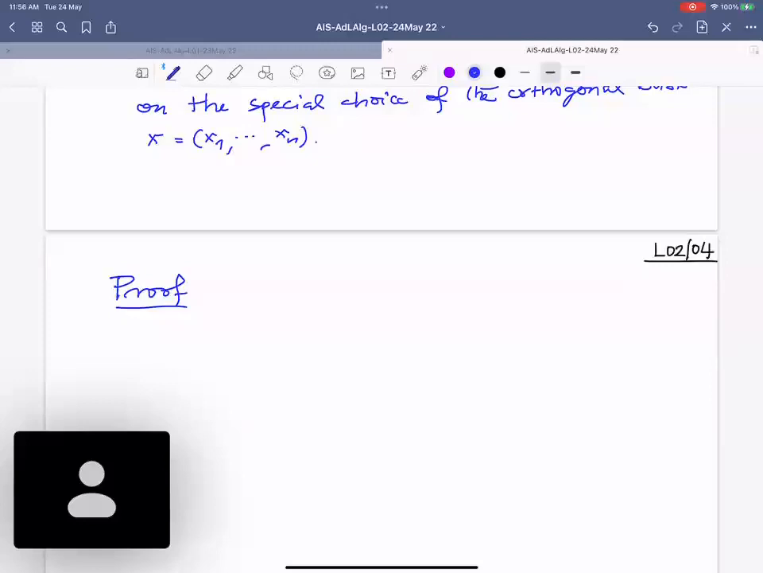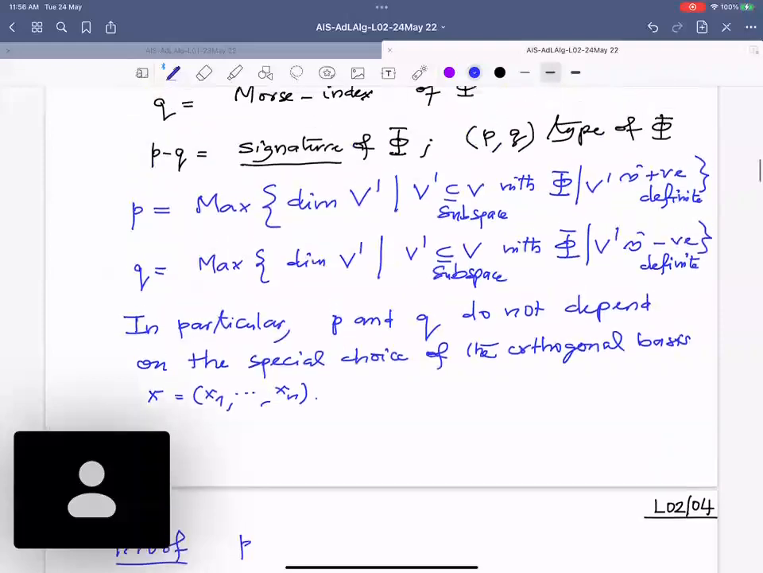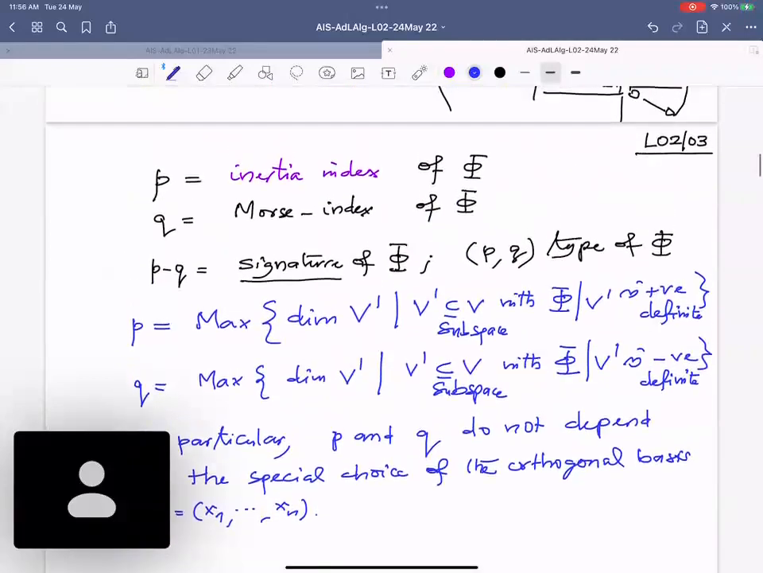Proof is very, very easy. All right. So let us call this side P prime, and this side Q prime. Then I want to prove P equal to P prime, Q equal to Q prime.